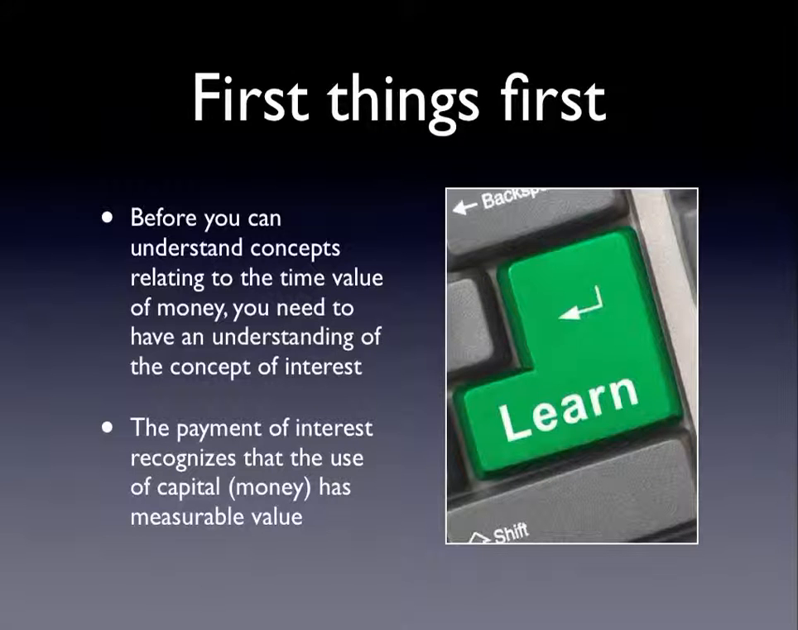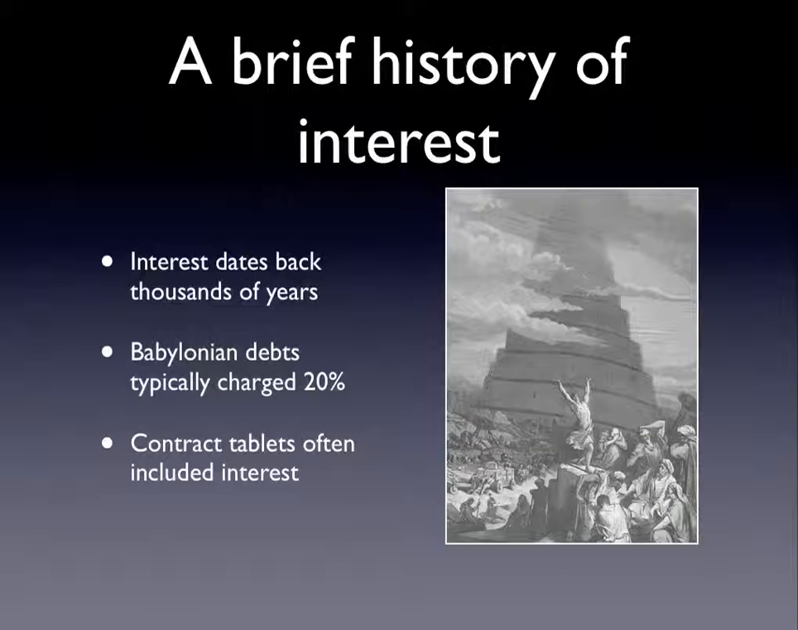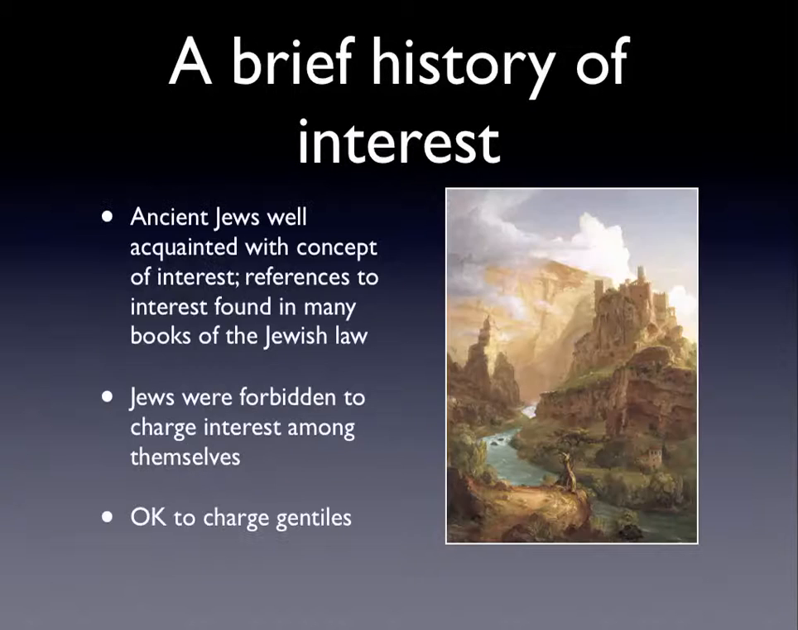impacted by time. Now, if you go back in history, there's mention of interest all the way back in the time of the Babylonians. So it dates back at least several thousand years. Babylonian debts were typically charged 20% interest, and this amount and percentage was often mentioned in the contract tablets that were used to conclude business deals.